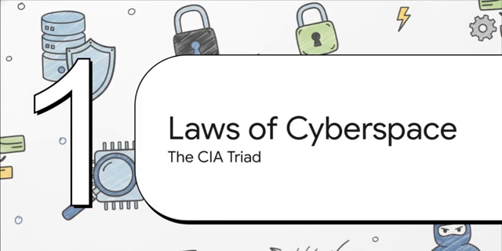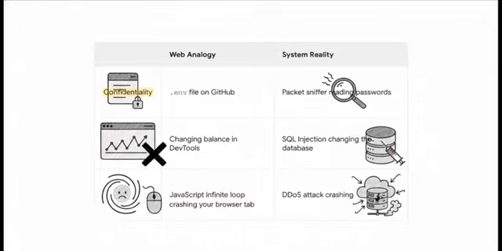Okay, now that we have a map of the system, let's learn its laws. Every world has rules, right? And in cybersecurity, the fundamental laws are what's known as the CIA Triad. Confidentiality, integrity, and availability. Let's break this down. Confidentiality, that's all about secrets. A web mistake like pushing your API keys to GitHub, that's bad. But a system breach like a packet sniffer reading passwords over Wi-Fi, that compromises user data directly.